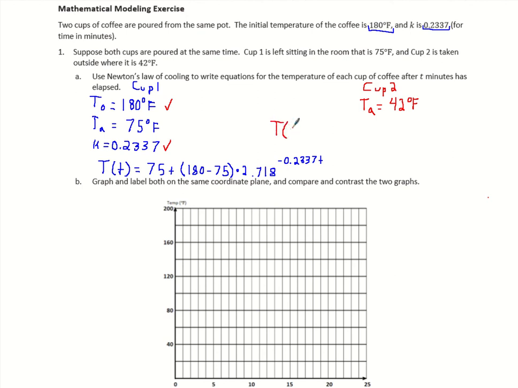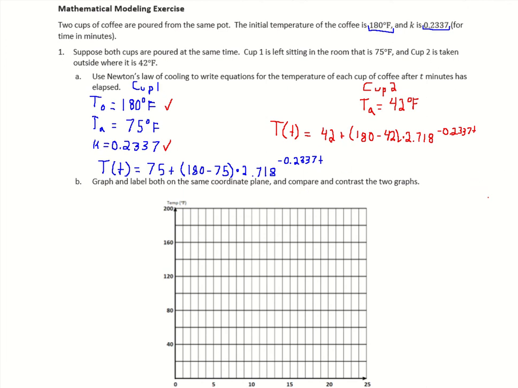T in regards to T, our temperature in regards to time, is going to be 42 plus 180 minus 42 times 2.718 to the negative 0.2337 times T. So we have our two equations.